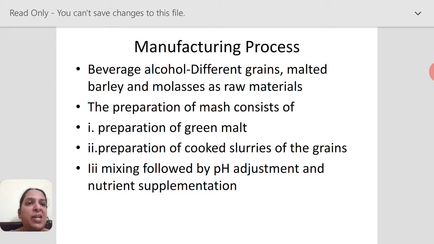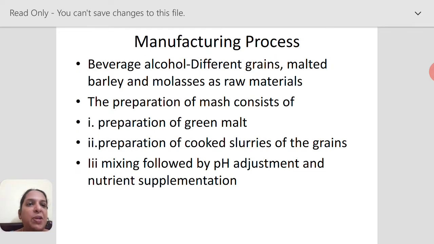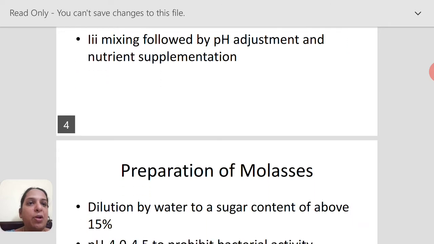How is it done? First, green malt is prepared with the help of different grains as well as malted barley. So that malt is prepared first. Then cooked slurries of the grains are also prepared, and after that the two are mixed together, that is, the green malt and the cooked slurries of the grains, which is followed by pH adjustment as well as nutrient supplementation. So this is the principal raw material for the manufacture of alcohol.